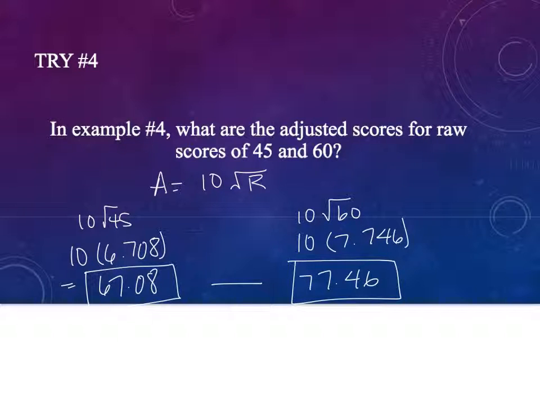So once again, just looking at a new set of raw scores, if the raw scores were from 45 to 60, that new range is from 67.08 to 77.46.